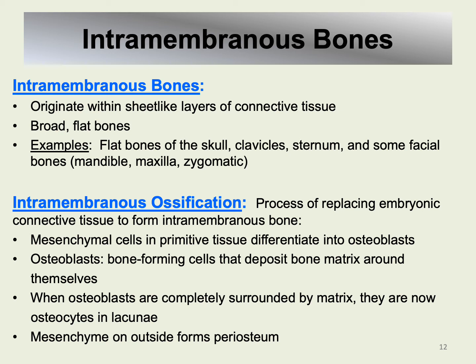First of all, mesenchymal cells in primitive tissue differentiate into osteoblasts. So osteoblasts form from the mesenchymal cells. Osteoblasts are the bone-forming cells. They are the young cells. They deposit the bone matrix around themselves. When osteoblasts are completely surrounded by the matrix, they are trapped in the lacunae. Now they are called osteocytes, or mature bone cells, so they can only maintain the bone structure. The mesenchyme on the outside forms the periosteum.